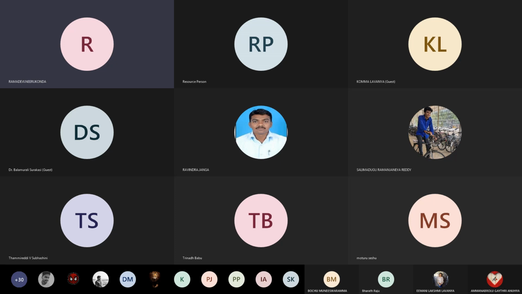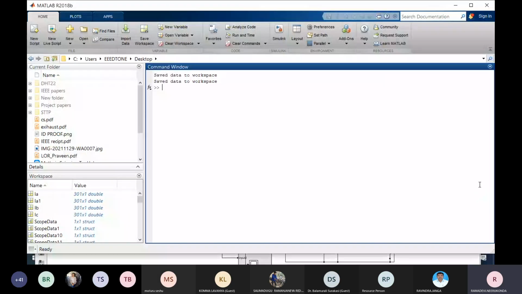Sir, can I share my entire window? Yes, madam. Is it possible? Yes, madam. In sharing, the first option gives the entire screen, the next one gives tabs. Okay. It's visible, madam, MATLAB. Okay.